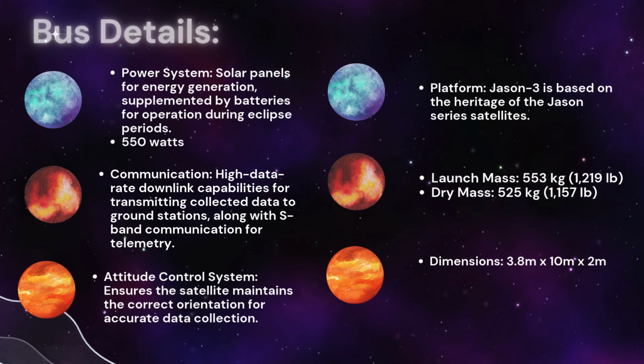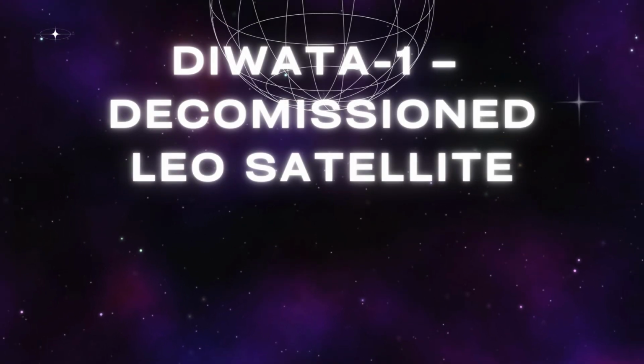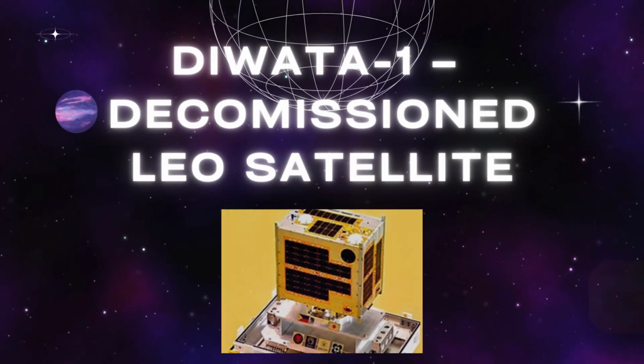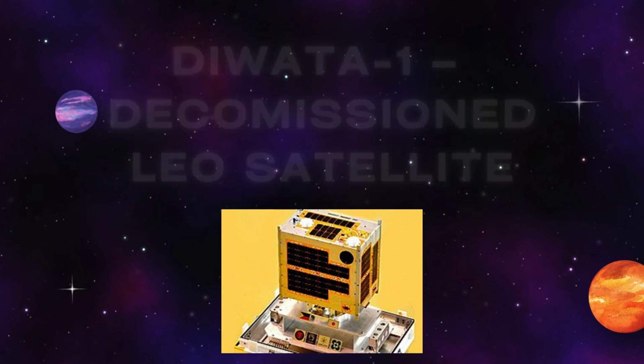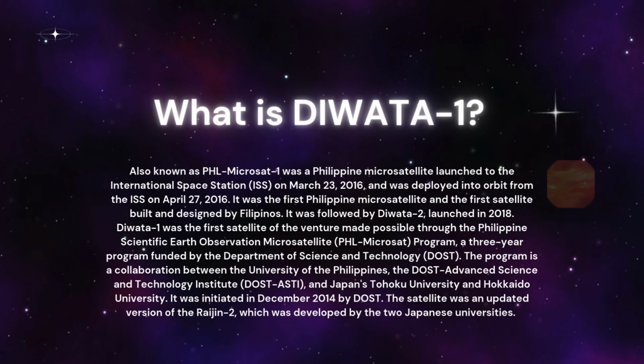So let's go to another satellite. Next is the Diwata 1. Diwata 1 is a decommissioned low Earth orbit satellite. Decommissioned means it is not an active satellite anymore. Okay, so what is Diwata 1?